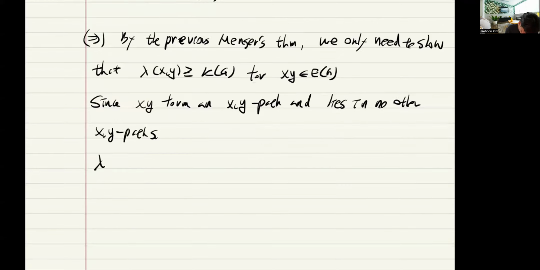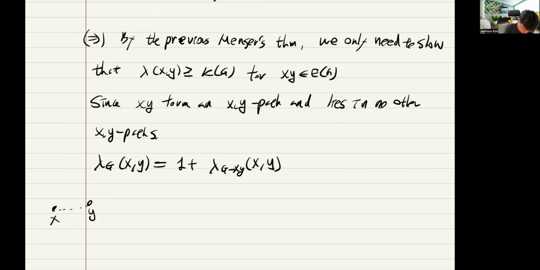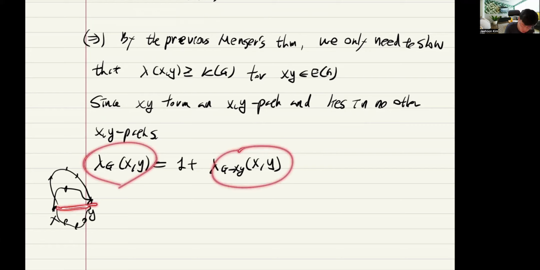What do we know? In G, the lambda between x and y, the number of independent paths between x and y, is 1 plus the number of paths between x and y after deleting xy. You delete the edge between x and y. If there are 3 independent paths, this is 3, then this is 4. You just add this one. This one is like a joker, so you can always add.